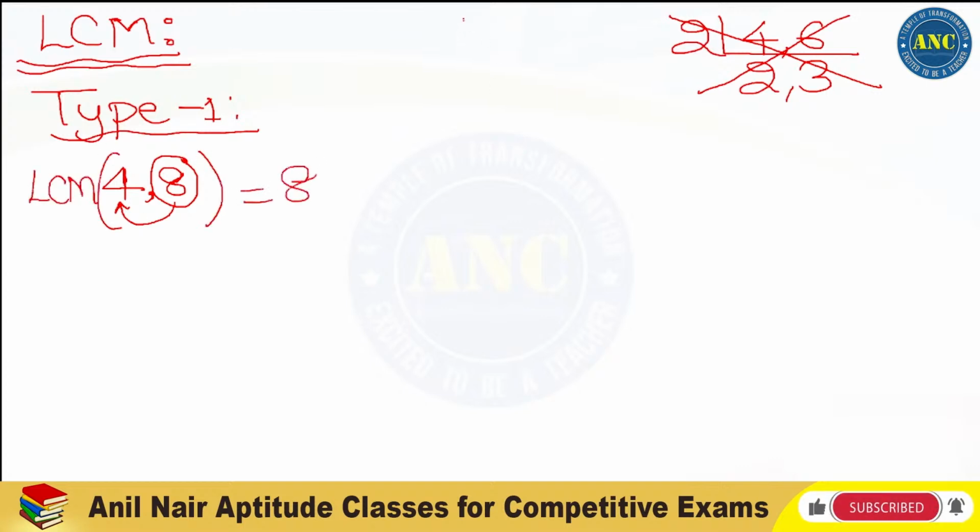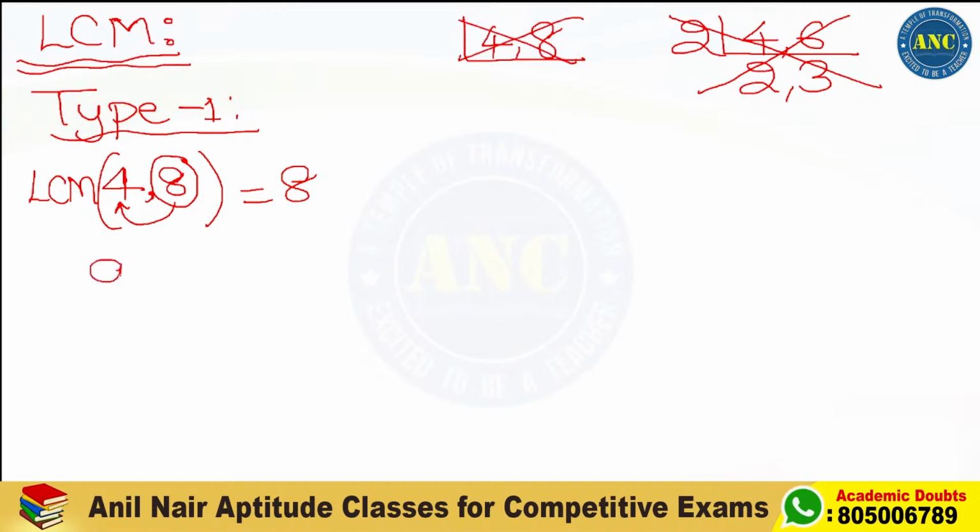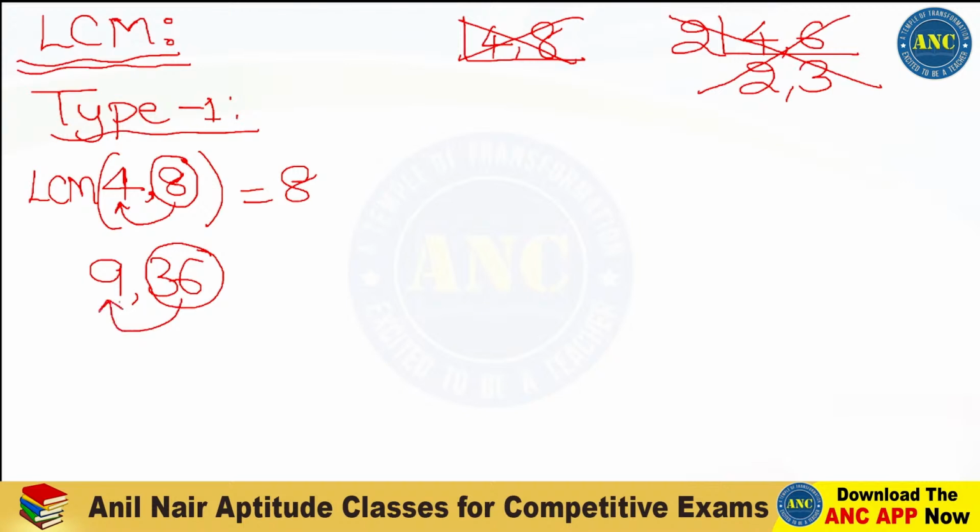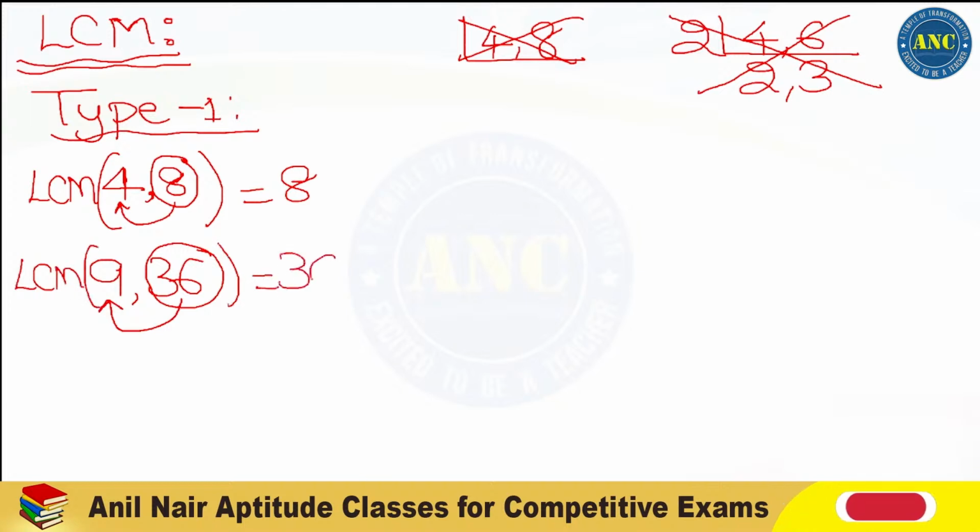You don't even have to use all these methods that we used to do in school days. It's a waste of time. Suppose I take some other numbers, for example 9 and 36. Bigger number is 36. So always look at the bigger number. Is 36 a multiple of the smaller number 9? Yes. 36 is a multiple of smaller number 9. So therefore the LCM is directly 36.